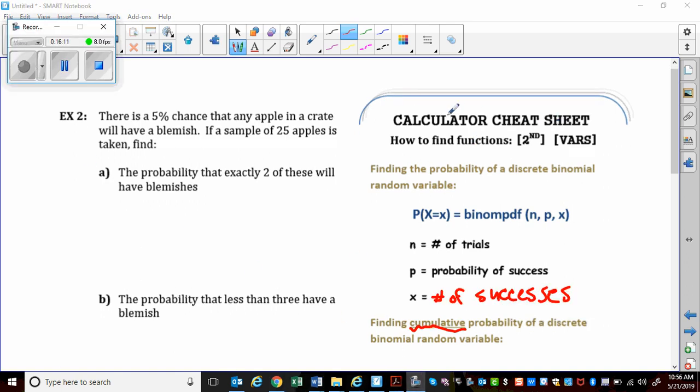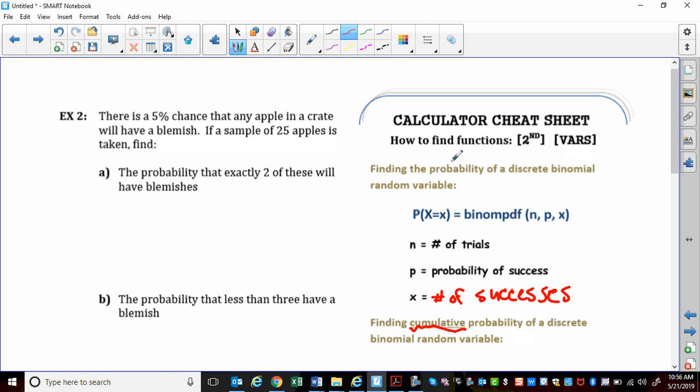Now I'm going to try to show you using the calculator. The first one we're going to do is going to be A, and then the second one is going to be using B. So it says find the probability. This is how to find the probability of a discrete binomial random variable. It says there is a 5% chance. Remember that my probability of success is going to be 0.05.